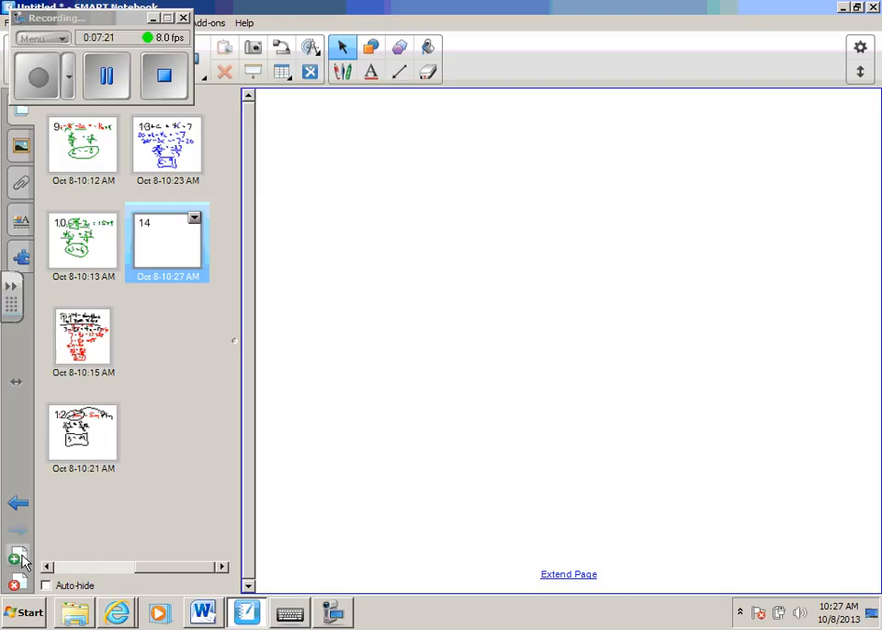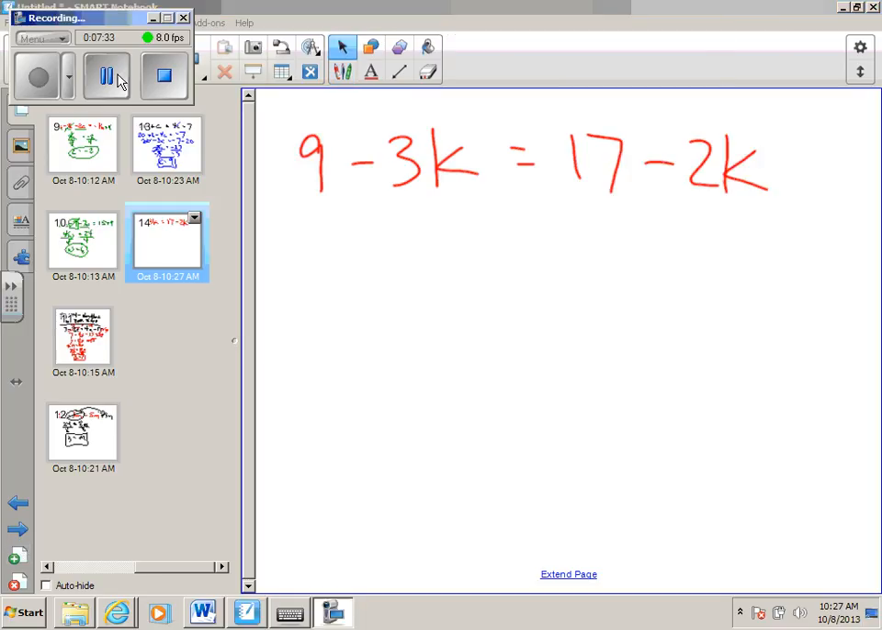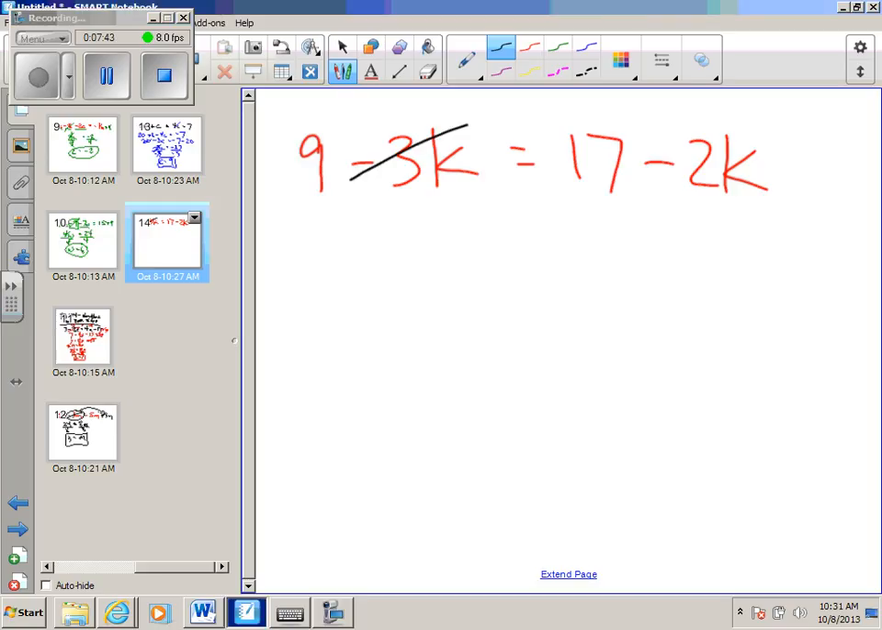Another one. 9 minus 3k is equal to 17 minus 2k. Where are we going? What are we doing? What option? What do we do? Raven. Added 3k.